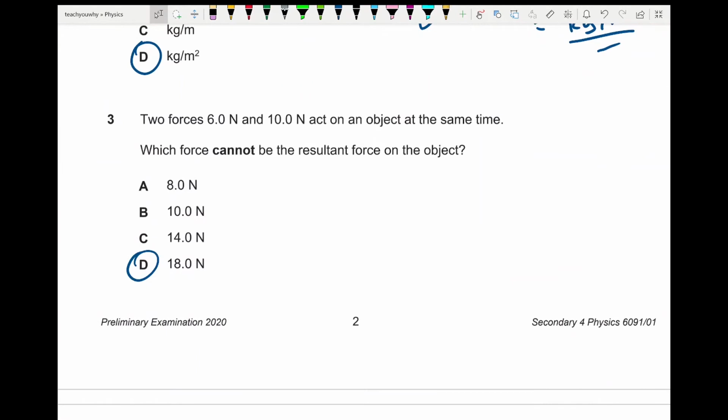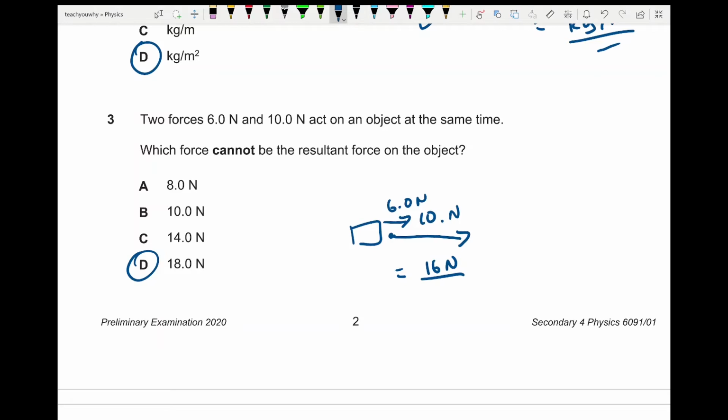It is because if I have a force acting this way, that's 10 Newton, and then I have another force acting this way, 6 Newtons, in total the most we can have is 16 Newtons maximum. So it's impossible for me to get 18 Newtons.